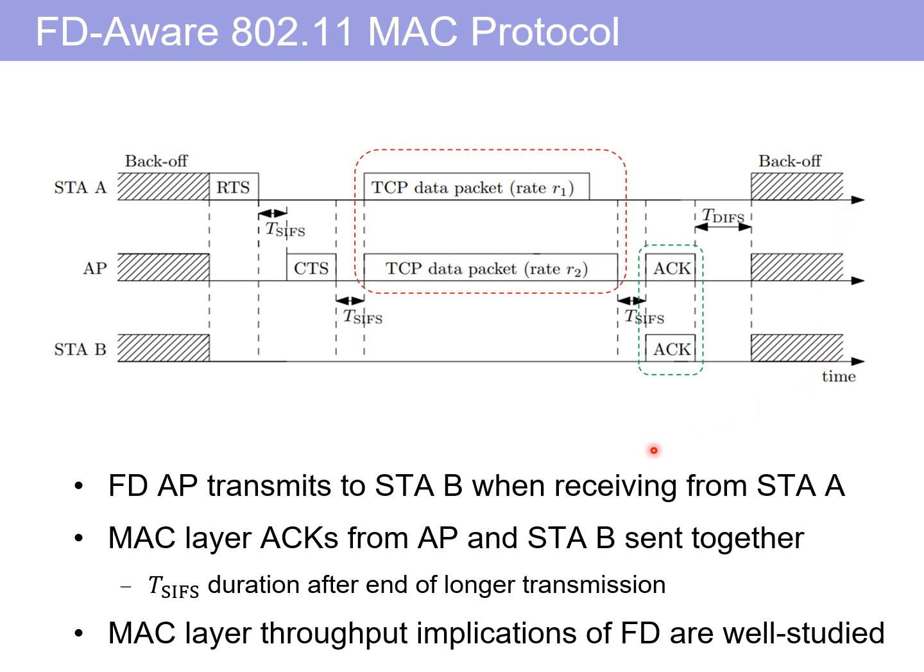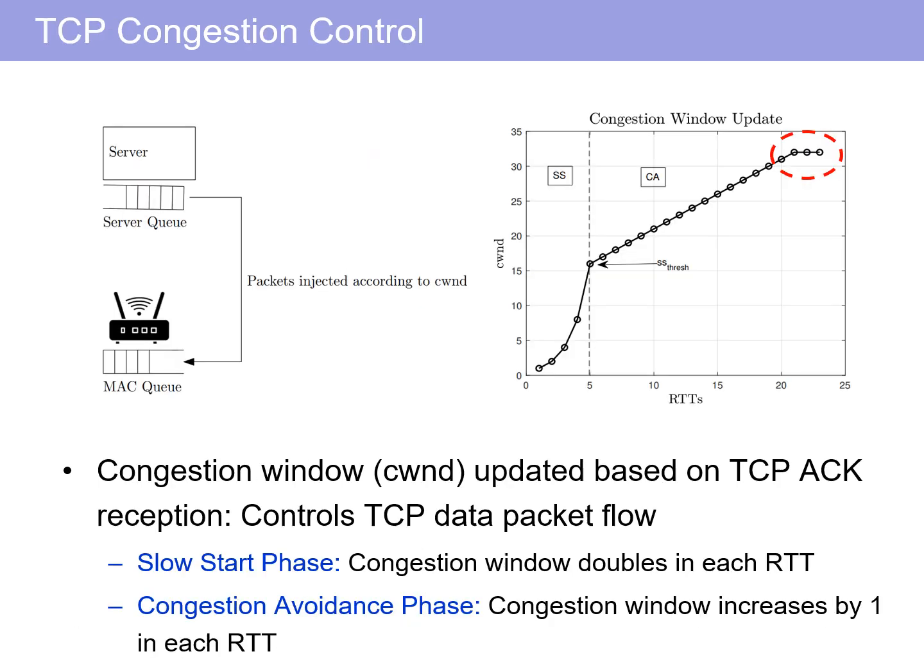While the MAC layer throughput implications of FD are well studied in the literature, what is less understood are the implications of FD on transport layer protocols such as the Transmission Control Protocol or TCP. First, let's understand the TCP Congestion Control Protocol.